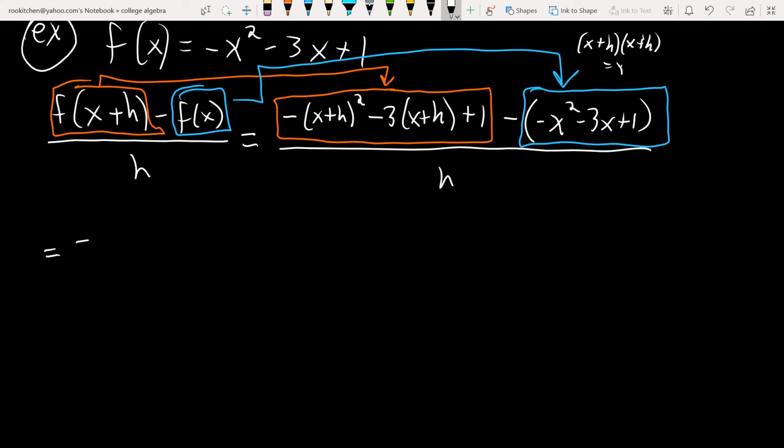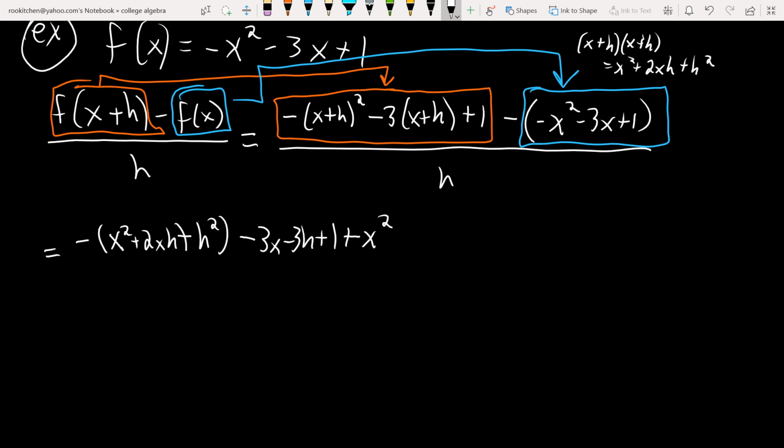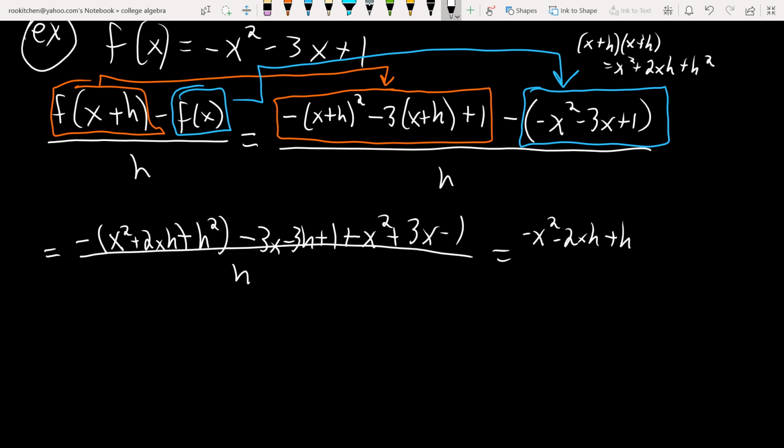That's going to be x squared plus xh plus hx, which gives me 2xh plus h squared. So this will be negative, parentheses, x squared plus 2xh plus h squared. Then distribute the negative 3: negative 3x minus 3h plus 1. Distribute this negative, plus x squared plus 3x minus 1, all over h. I'll distribute the negative in that first parentheses: negative x squared minus 2xh plus h squared.